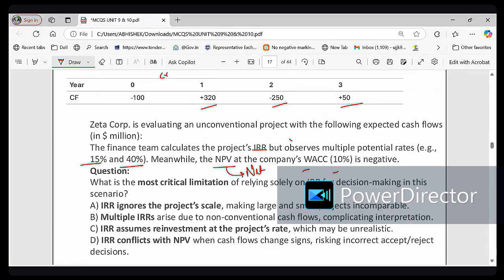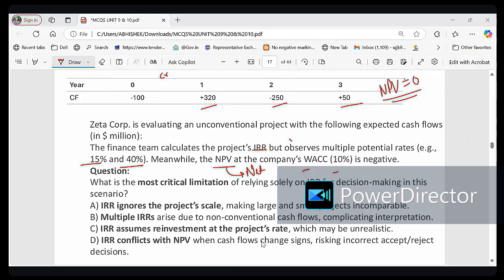So you know what is the meaning of IRR, internal rate of return? Right. Let me explain. IRR, internal rate of return is the rate at which NPV becomes zero. I think you must have learned this in your AFM, right? So when net present value you equate to zero, then that rate of return is called IRR, right? So that is exactly what is happening here.